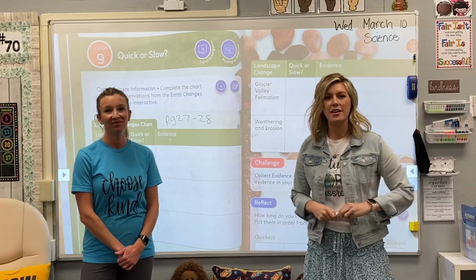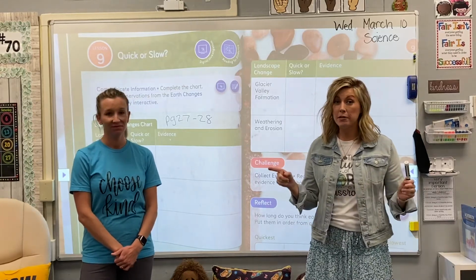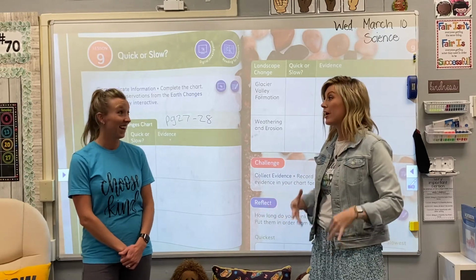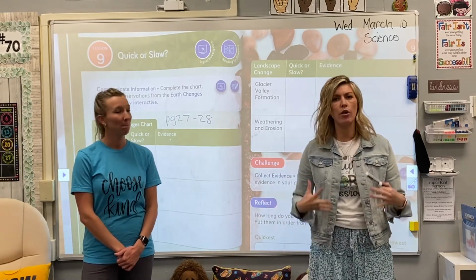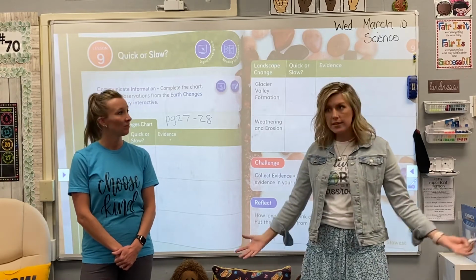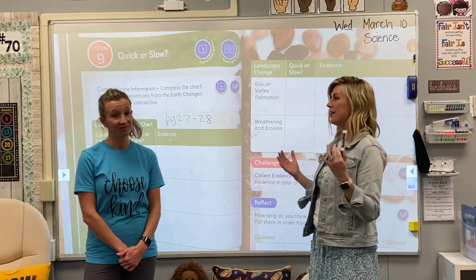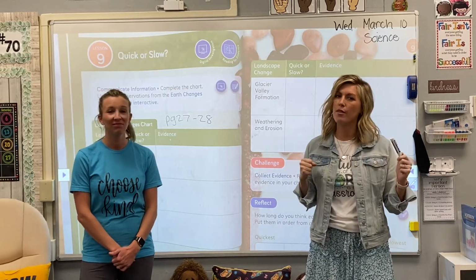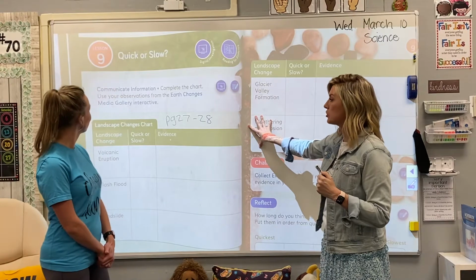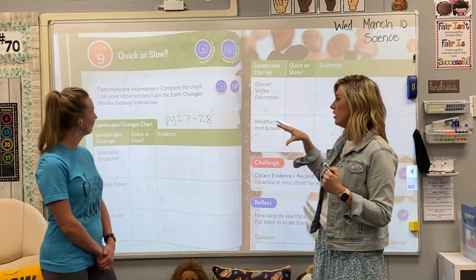Hey second graders, we're here with science again, and you might notice that we skipped another lesson. There's a lot of lessons in this book, and we're trying to make sure that you get all of the ones that are most meaningful, because we just unfortunately don't have enough days in the school year to cover every single thing. So we're going to make sure you get all the most important lessons. You got it. We are on lesson 9, quick or slow, which is pages 27 and 28.